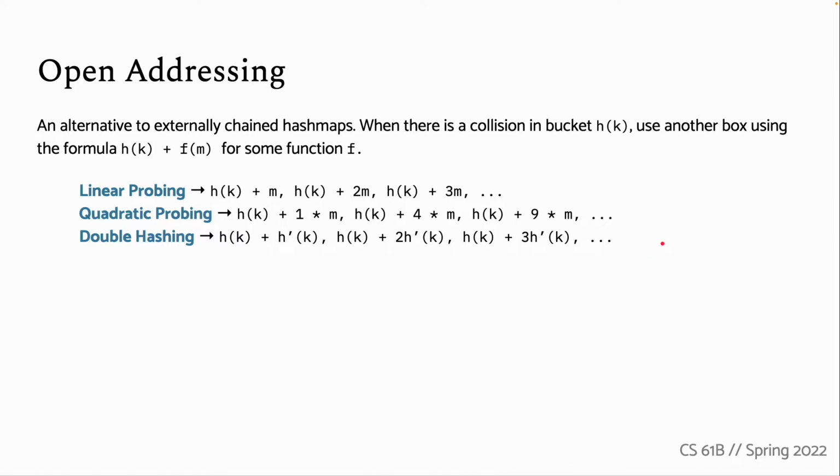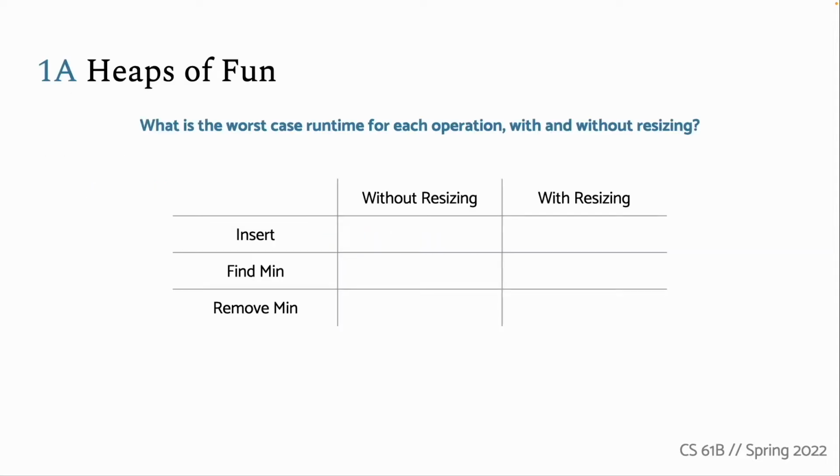Yeah, this is an alternative to open addressing, to externally chained hash maps, but for the most part, I think people mostly use externally chained hash maps. Okay, so that's enough review. Let's get into the worksheet.